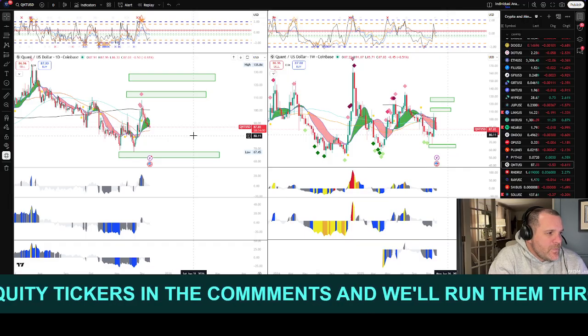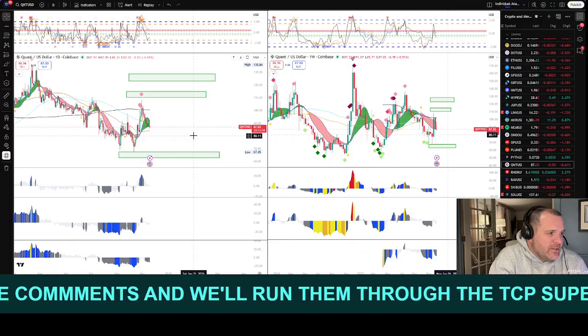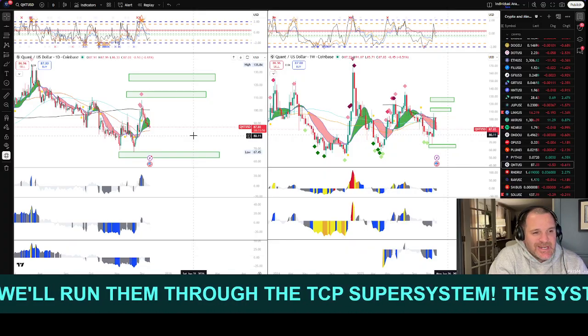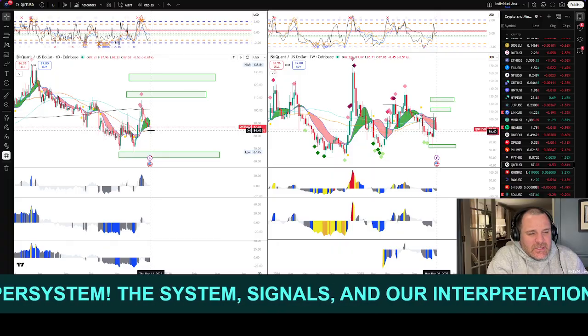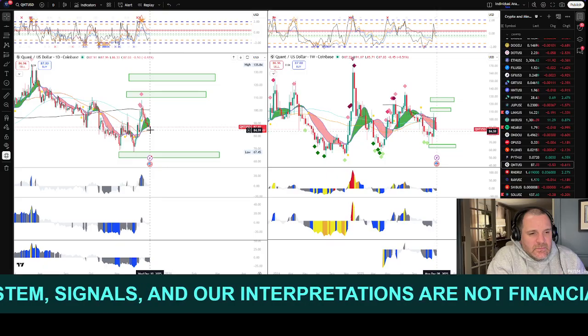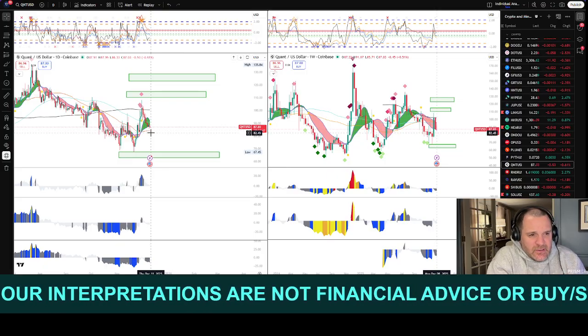So that's Quant right now, trading about $87 on December 9th. Just approaching kind of a zone where I wouldn't want to be. I wouldn't be willing to make a decision here.